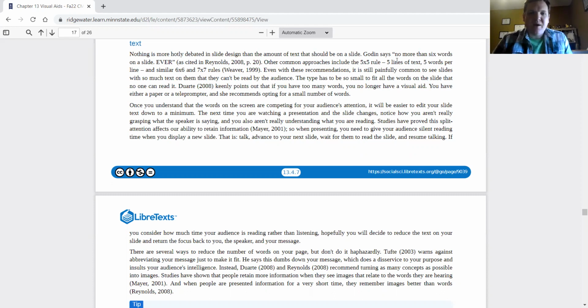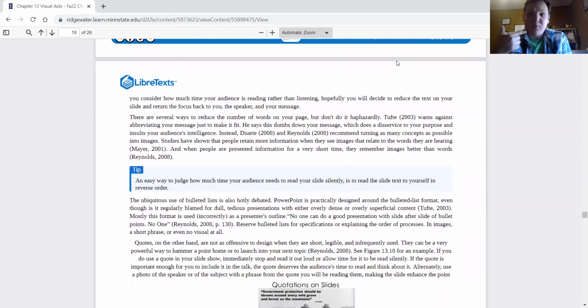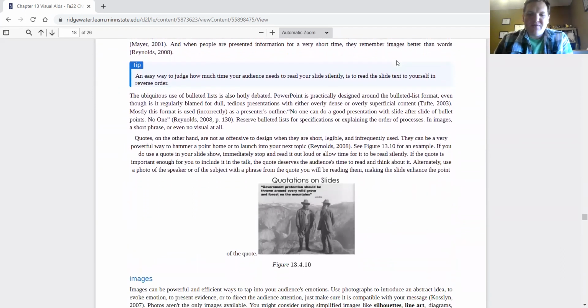So again, thinking about what information you're sharing on the screen. If it's too much, it's going to distract them. They're going to be reading instead of paying attention to your presentation. Again, if it's a direct quote, you'll probably verbally say the quote, and they can read along with it. So that's why a direct quote might be okay. But otherwise, just some main information.